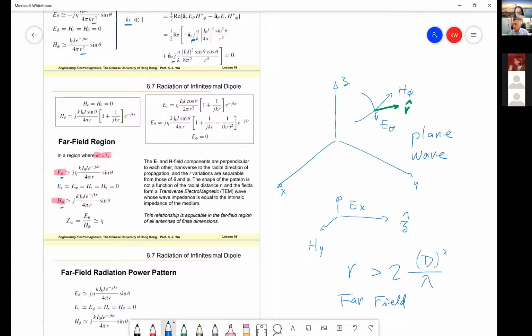Okay, so at a very far distance, you can consider the field as a plane wave. You see, because we can say E theta divided by H phi equals the wave impedance, right? Both E and H are perpendicular, and also E and H are perpendicular to the direction of propagation, right?